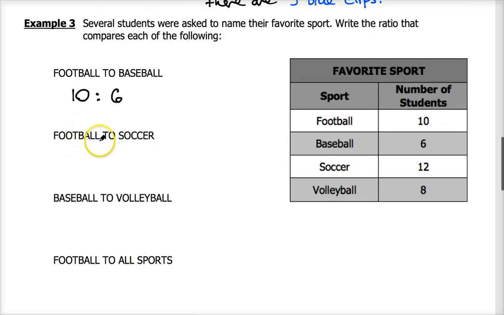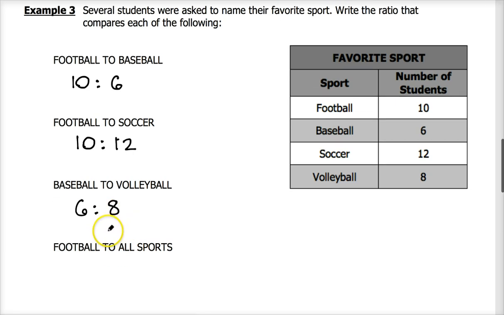Okay, football to soccer. Again, 10 students said their favorite sport was football, and then 12 said their favorite sport was soccer, so that ratio would be 10 to 12. Baseball to volleyball. 6 students said their favorite sport was baseball, and 8 said their favorite sport was volleyball, so that ratio is 6 to 8. And then football to all sports. Well, 10 said their favorite sport was football.